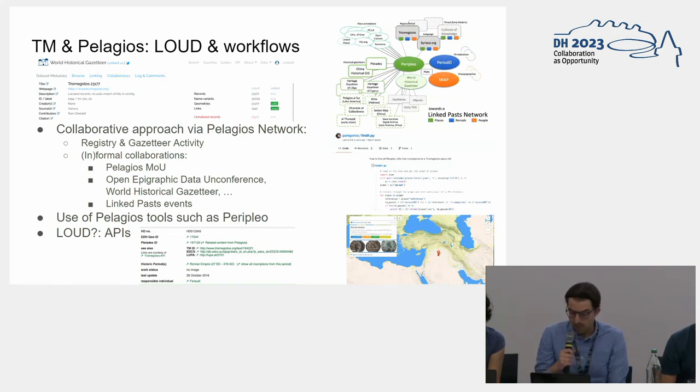Then, I'm not going to go into all of them, but there are other scripts written by individual researchers, sometimes without us even knowing that they existed. So sometimes you just stumble upon them when you are browsing GitHub, for example. And then ending with the image on the top right, you see this kind of ecosystem that has been formed, not in the least thanks to all of the Pelagios network activities and events. So in a way, we are all connected.